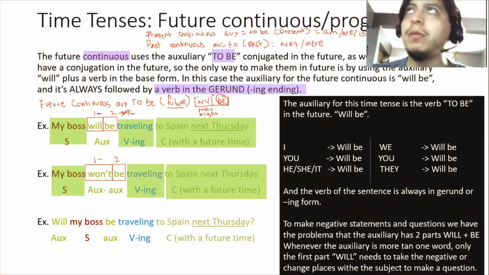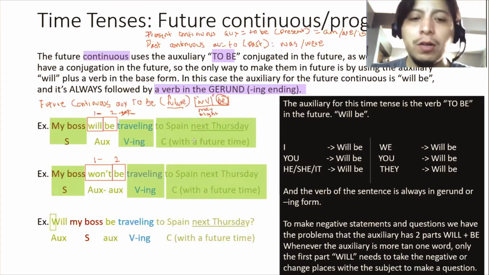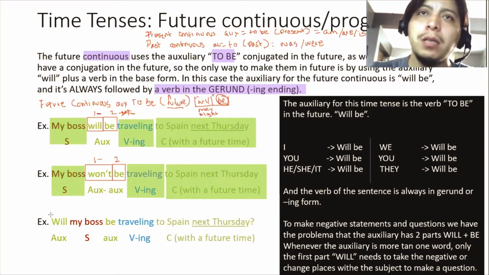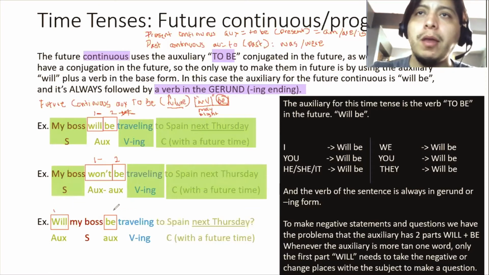Yeah? And it gets a little bit more complicated even, because again, my auxiliary, you remember, has 2 parts. This is the first time that this happens. My auxiliary has 2 parts. It has part 1 and part 2. When I want to make a question, normally my auxiliary switches positions with the subject.